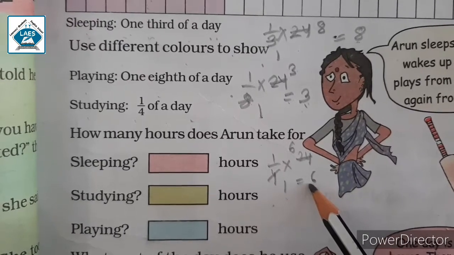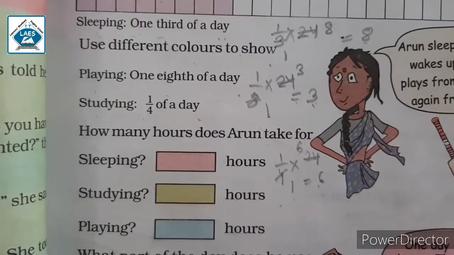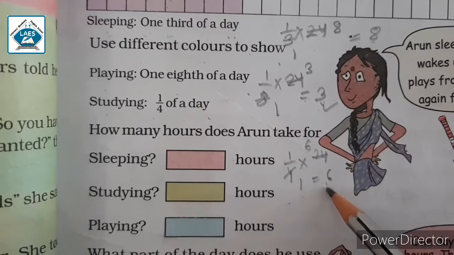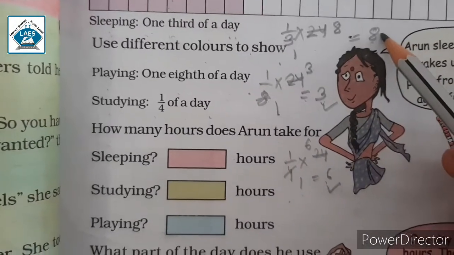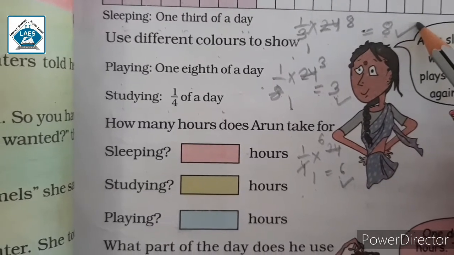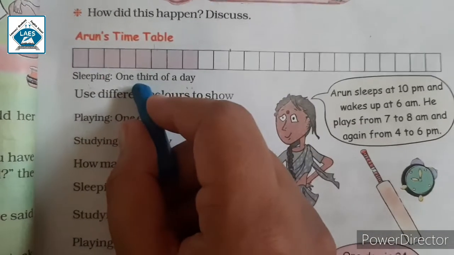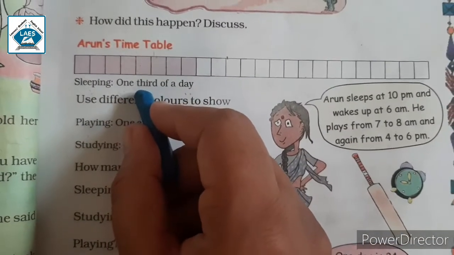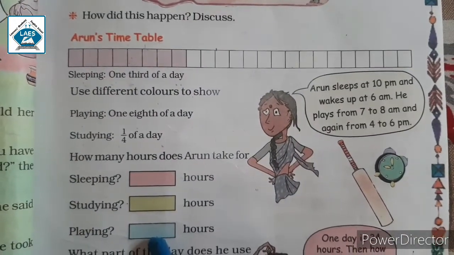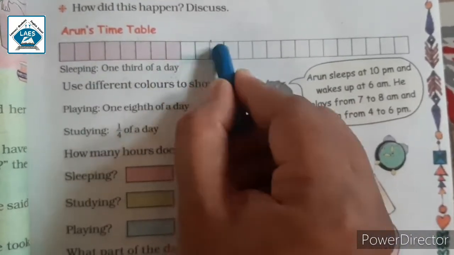Now you have to color it all. Playing was 3 hours, studying was 6 hours and sleeping was 8 hours. So playing hours you have to color blue. Here sleeping is already colored. Playing blue color. 1, 2 and 3. 3 hours. Color the 3 hours.